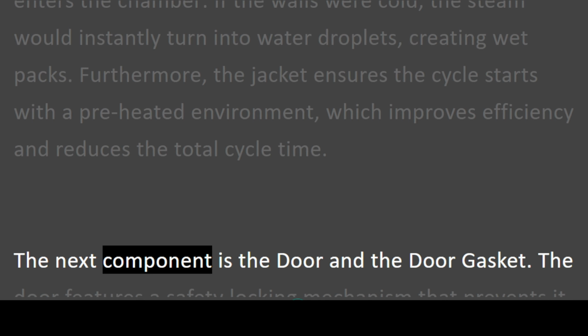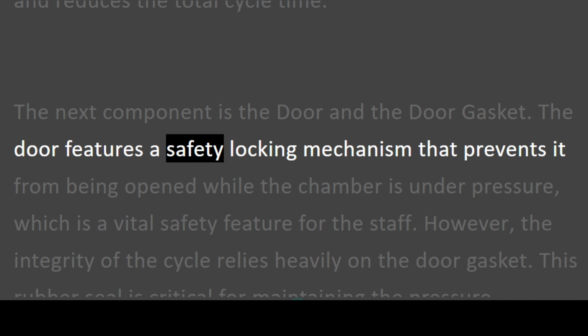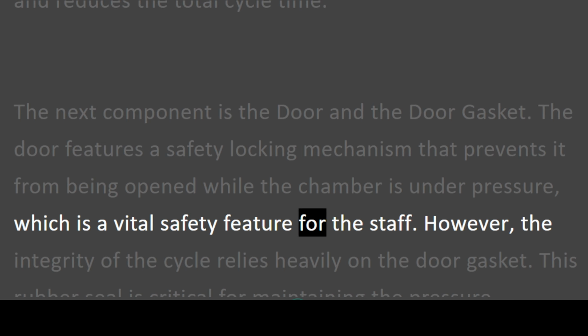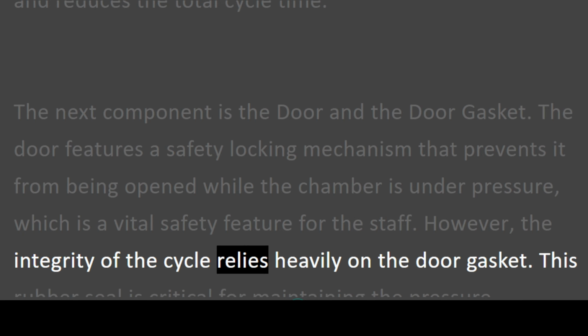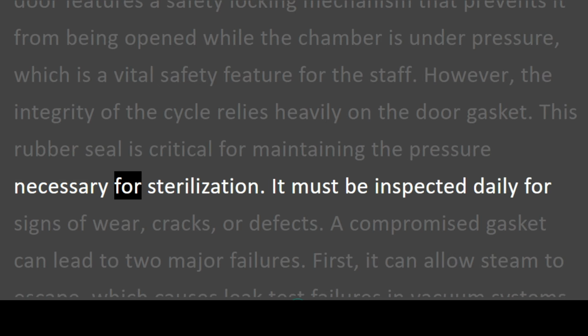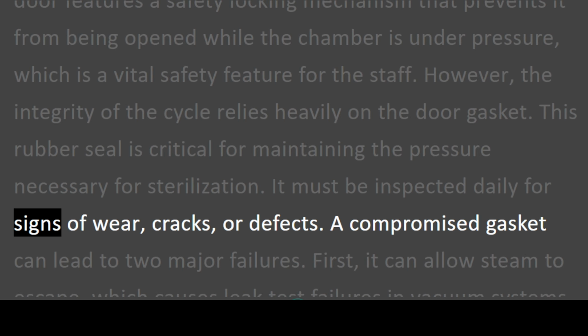The next component is the door and the door gasket. The door features a safety locking mechanism that prevents it from being opened while the chamber is under pressure, which is a vital safety feature for the staff. However, the integrity of the cycle relies heavily on the door gasket. This rubber seal is critical for maintaining the pressure necessary for sterilization. It must be inspected daily for signs of wear, cracks, or defects.